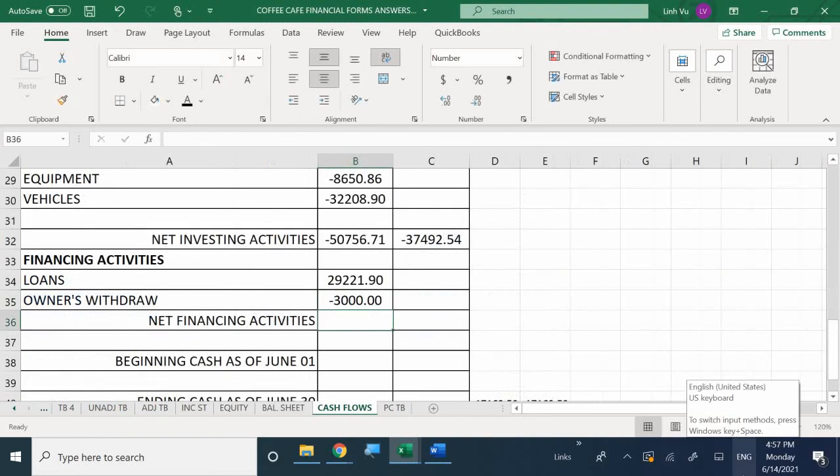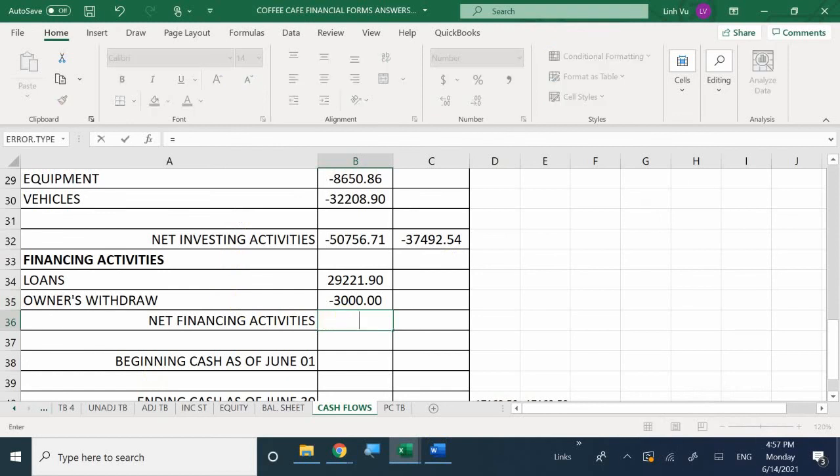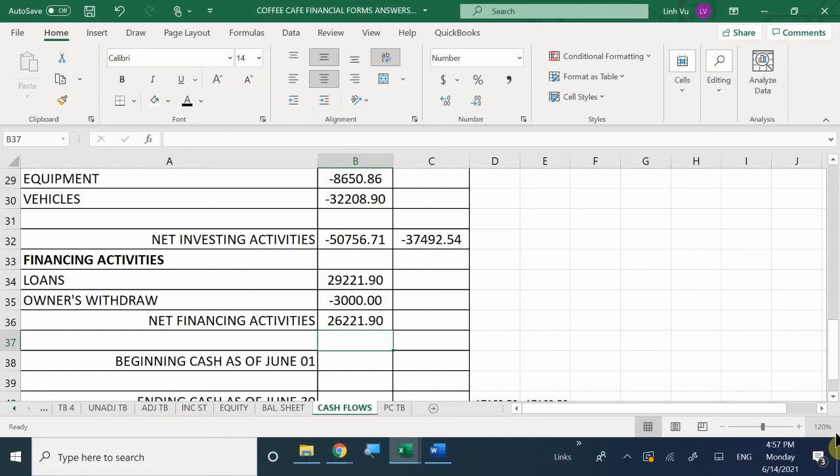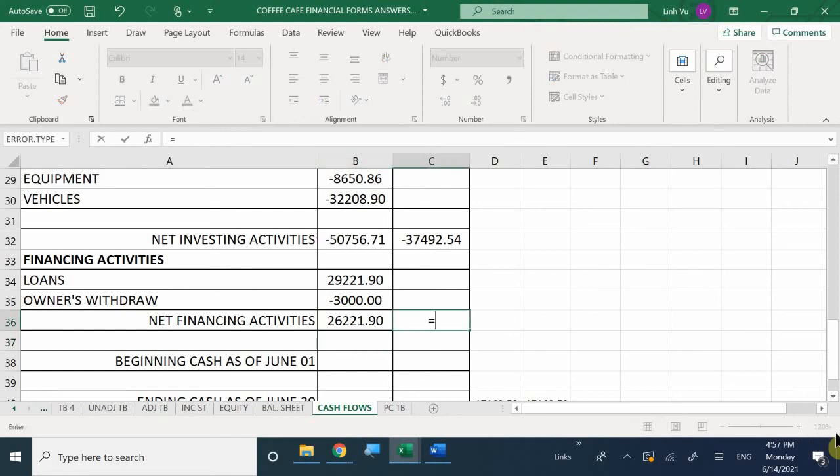Okay. So once again, here I'm going to find the difference between these two. Again, this is something you have to get the color back for. So in here, what was my total financing activities? In this case, I can just add these two numbers together: 26,221.90.